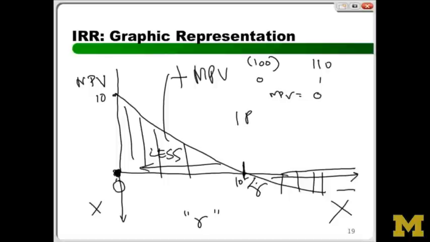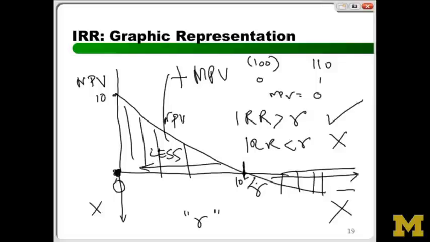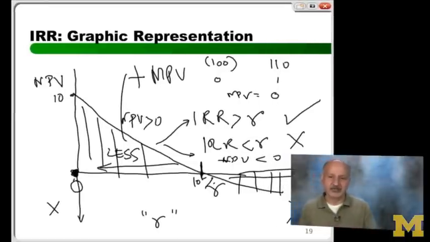So the rule of thumb is very obvious here. If IRR is greater than R, yes. If IRR is less than R, no. But the tragedy of this rule is what? I am choosing this to be a yes only because NPV is positive. Why am I saying no? Because here NPV is negative. So the tragedy of IRR is IRR cannot work by itself.